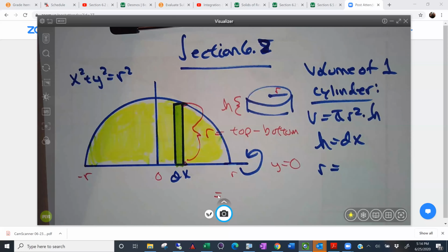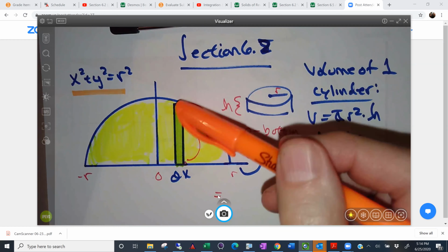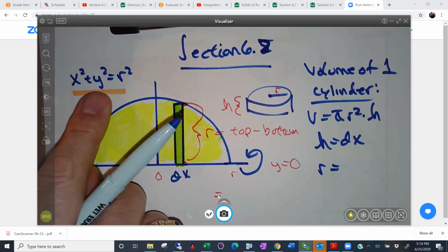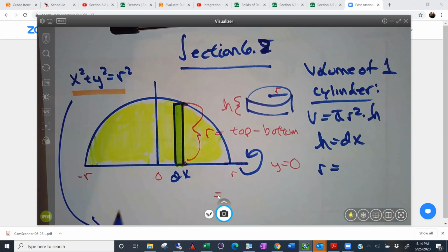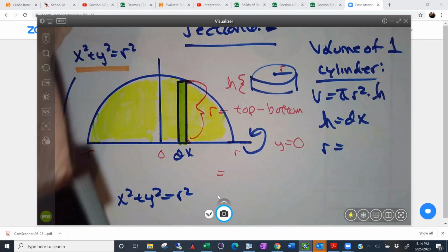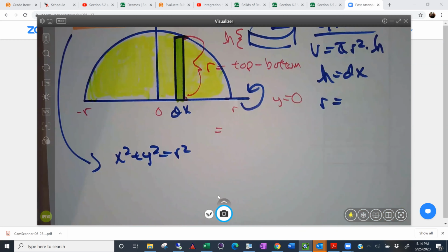So let's look back at our function. Here's our function. And let's see if we can figure out an expression for the top. Now the top is your y coordinate. So let's see if we can solve for y. So x squared plus y squared equals r squared. And let's solve for y. So that's y squared equals r squared minus x squared. Y equals plus or minus square root of r squared minus x squared.